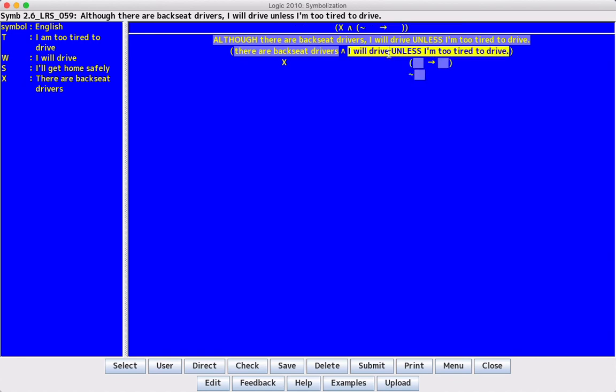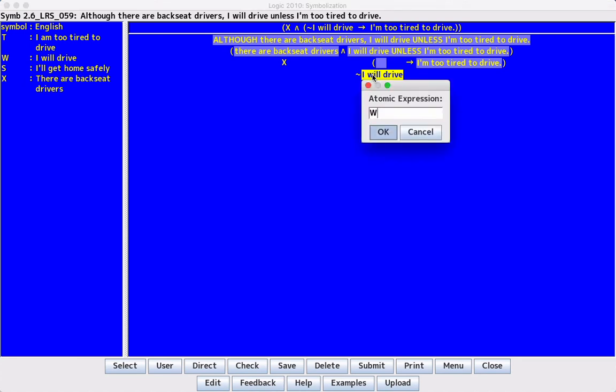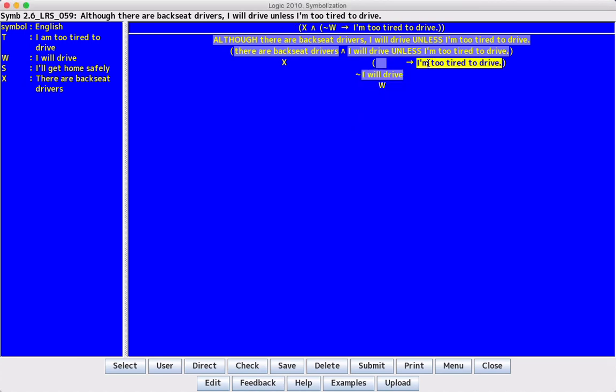It actually doesn't matter which order we do it in, as it turns out, which is a little bit funny, but that's the way unless works. So we can symbolize it like this. If I'm not driving, why is that? It's because I was too tired. Alternately, if I wasn't too tired, then indeed I did drive, or I will drive. So there's the sentence, and that's it.